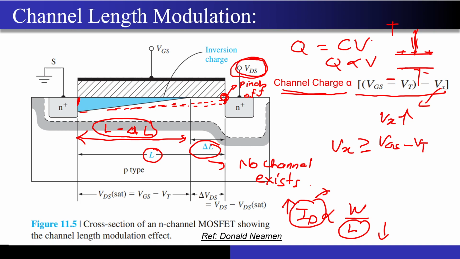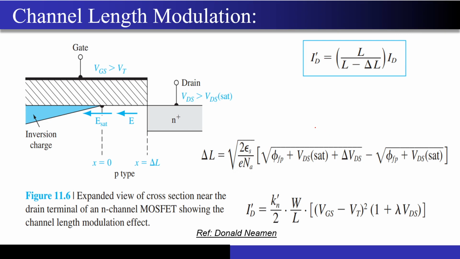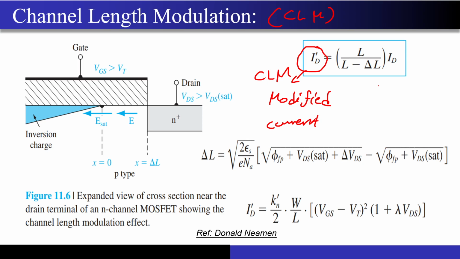Now let's see whether this thing is true or not, right? So this is what I was saying over here. This is the modified current. It is taking into account the channel length modulation, so let me write this channel length modulation as CLM. And this ID that you are seeing on the right side was the original current, without channel length modulation.